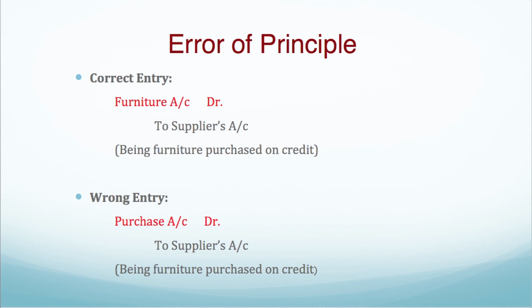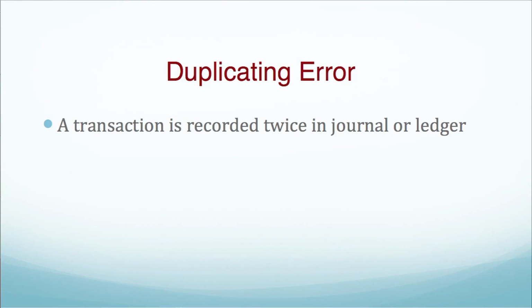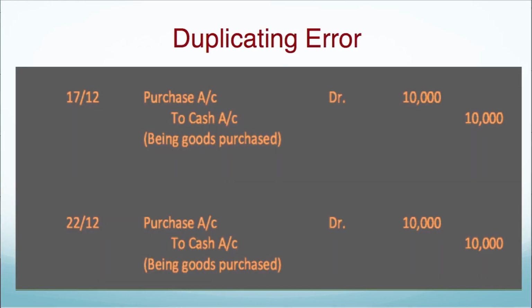Instead of that, if we record it against the purchase account, then it will increase the amount of purchase and it will not show any amount against the furniture account. So this is the error in principle. Duplicating errors. This type of error arises when a transaction is recorded twice in the journal or posted twice in the ledger with the same amount. So this is all about the different errors, that some errors are located by trial balance, some are not.